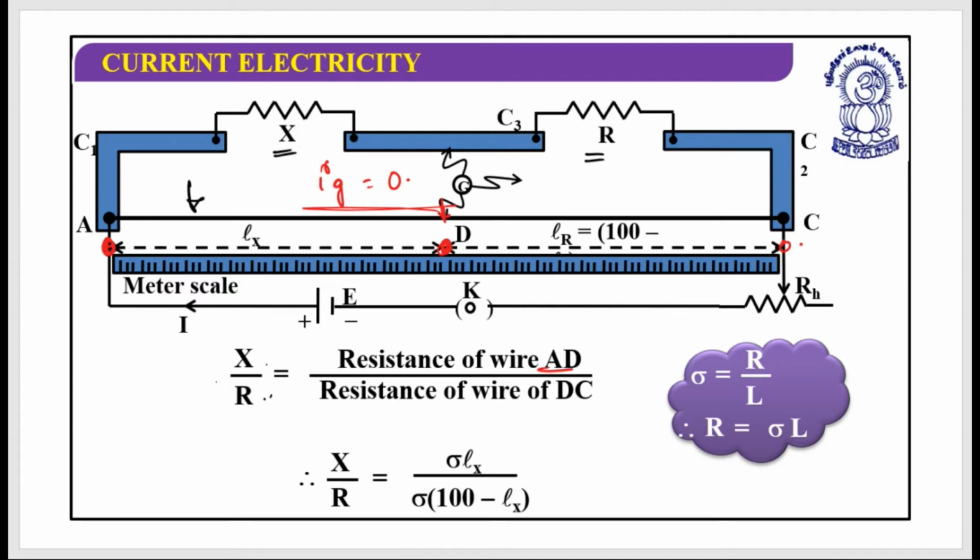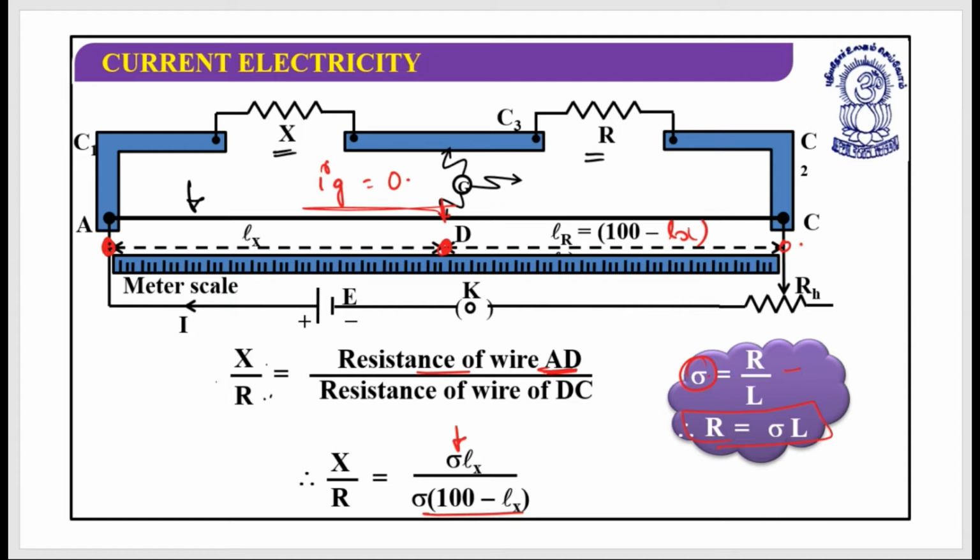Now I'm defining one more term, which at this point I'm defining by sigma. It is the resistance per unit length. So resistance could be written as R is equal to sigma into L. The resistance of wire AD could be written as sigma into Lx, and the resistance of wire DC could be written as sigma into 100 minus Lx.